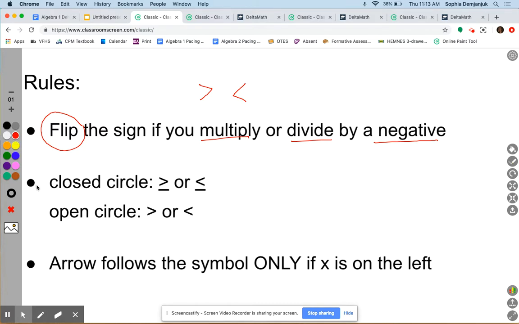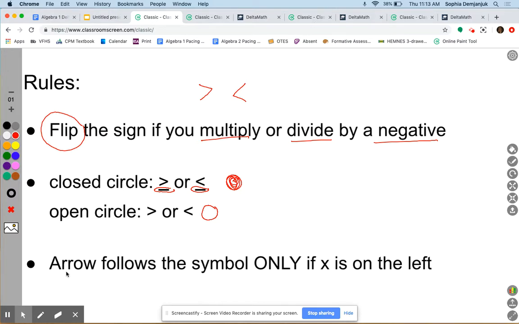The second rule that we have to remember is if we're ever using greater than or equal to, or less than or equal to, whenever it has this or equal to line on the bottom of our symbol, we're always going to draw a closed circle on our number line. And whenever it's a greater than or a less than without the or equal to on the bottom, we're going to be using an open circle on our number line.